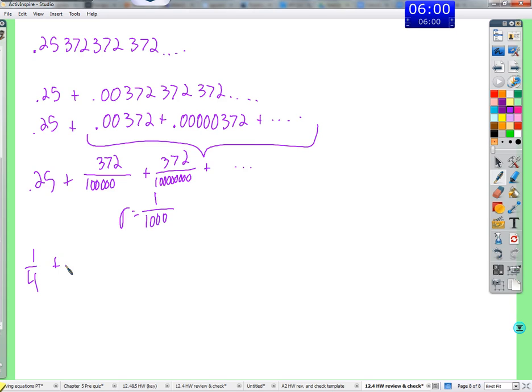Okay. Here, I'll write this as a fraction. 1/4 plus. Now we know what a sub 1 is, we know what r is. A sub 1 is what? It would be 0.0372, or 0.00372, or 372 over 100,000? Because we're going to need to have this in a fraction. That's the whole idea here. Over 1 minus r, where r is 1 over 1,000. Now we have just one expression that is the infinite sum of this geometric series. Plus 372 over 100,000 over 1 minus 1/1,000th.